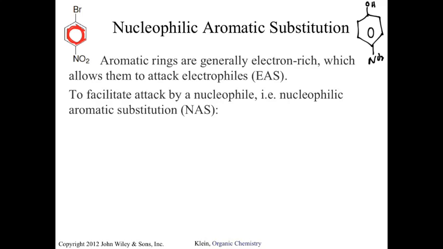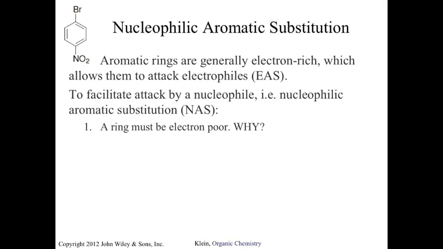The NAS mechanism switches things around. So now the ring will act as an electrophile, which is very, very odd. It has a ton of electron density. It doesn't make sense for it to be attacked by something. So we need special circumstances to be at play to allow this to occur. One of the first things is that the ring must be electron poor. Well, if it's going to act as an electrophile, it needs to not have electrons, hence electron poor.